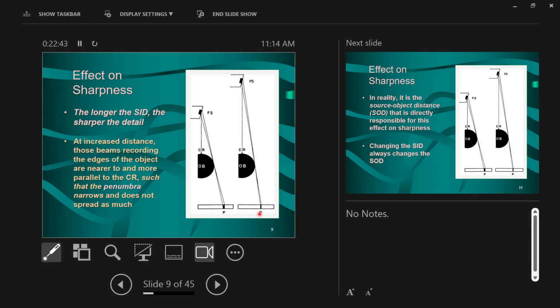When you increase distance, sharpness increases. Spatial resolution increases with increases in distance. So that is to say, the longer your distance, the better your sharpness, the sharper and clearer your images are. The opposite of that is, the closer your distance, the shorter your SID, the blurrier your images are.